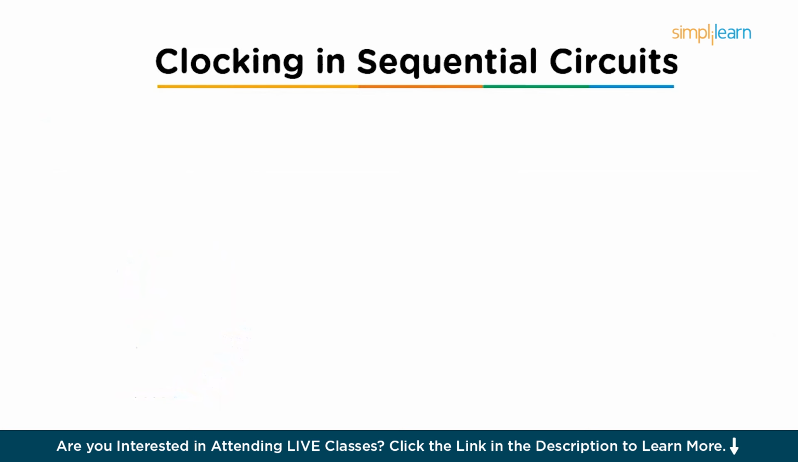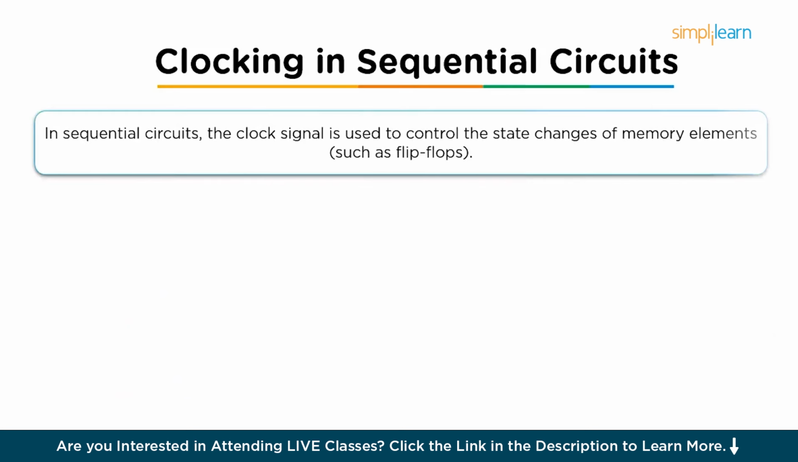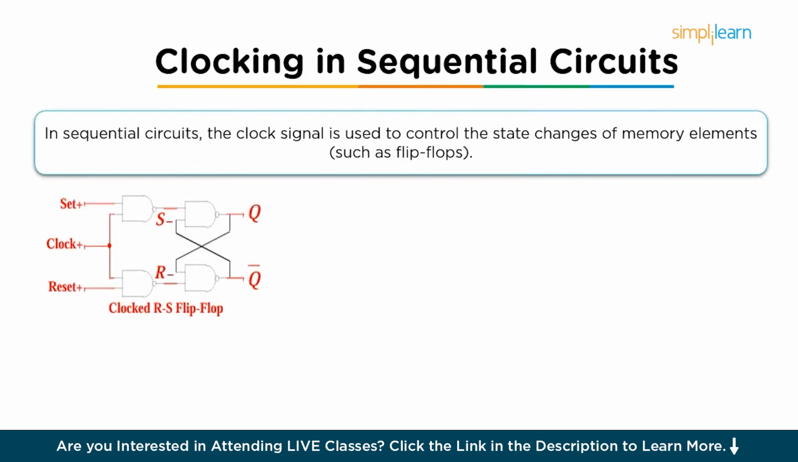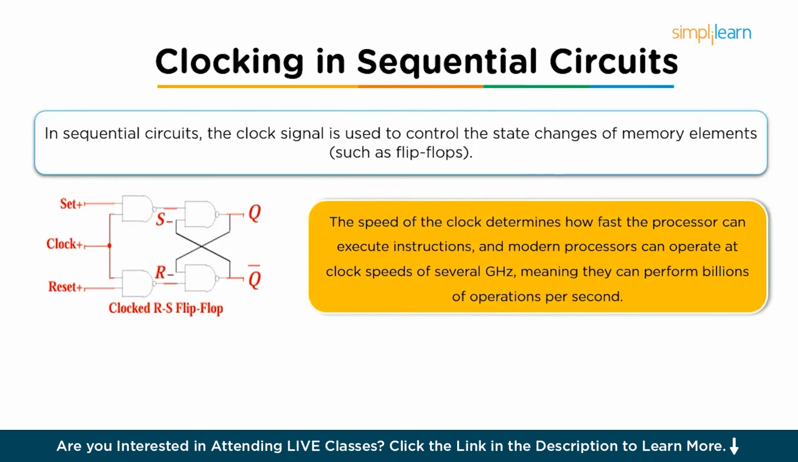So what is clocking in sequential circuits? In sequential circuits, the clock signal is used to control the state changes of memory elements, such as flip-flops. The flip-flop only changes state on the rising or falling edge of the clock signal, which allows it to store information at a specific time. The clock also synchronizes the operations of other components in the system. For example, in a processor, the clock coordinates the fetching of instructions, the execution of arithmetic operations, and the storage of results. The speed of the clock determines how fast the processor can execute instructions. Modern processors can operate at clock speeds of several gigahertz, meaning they can perform billions of operations per second.